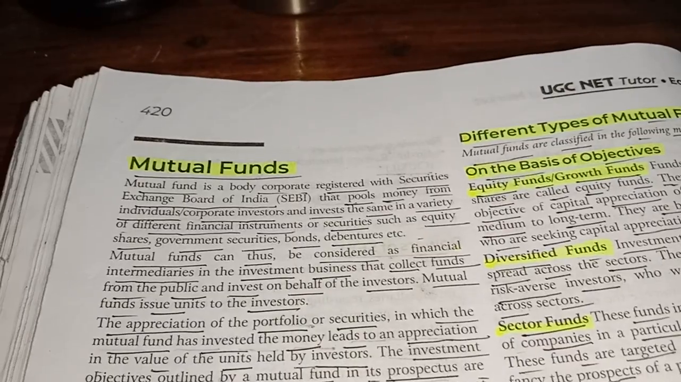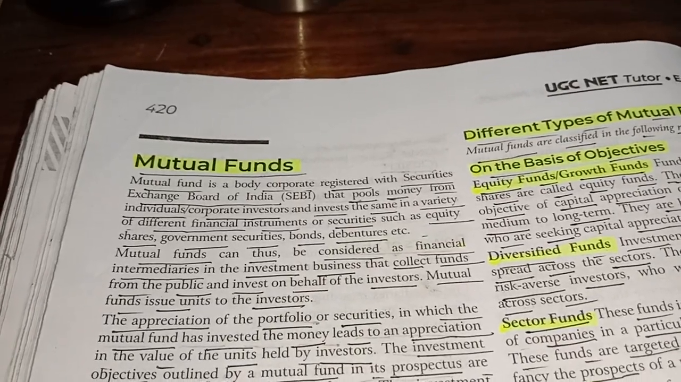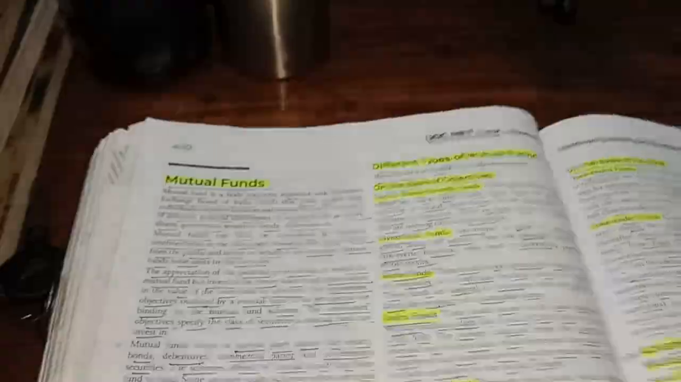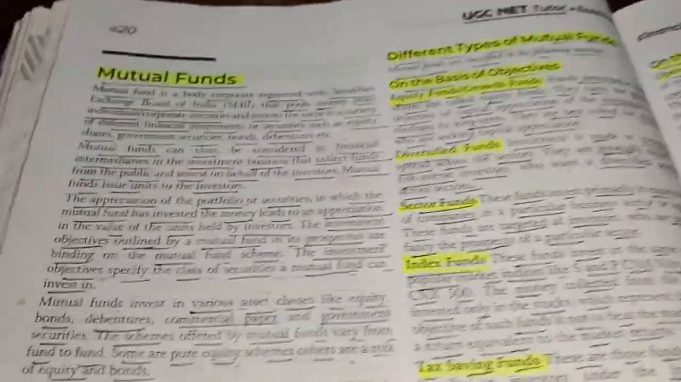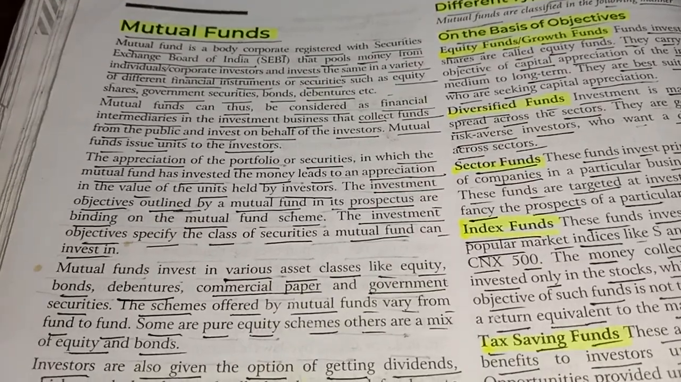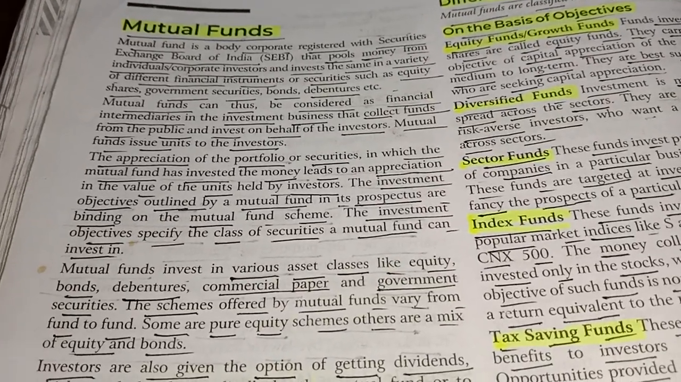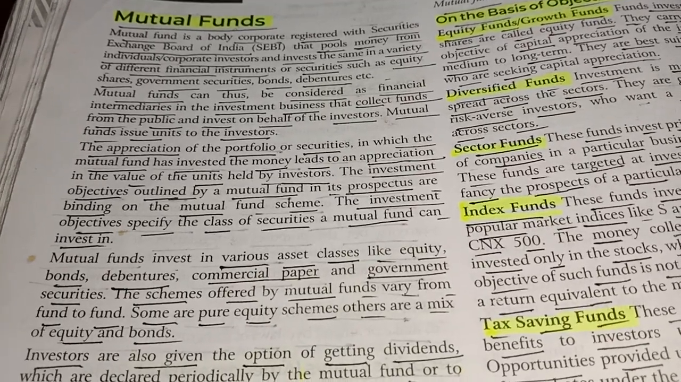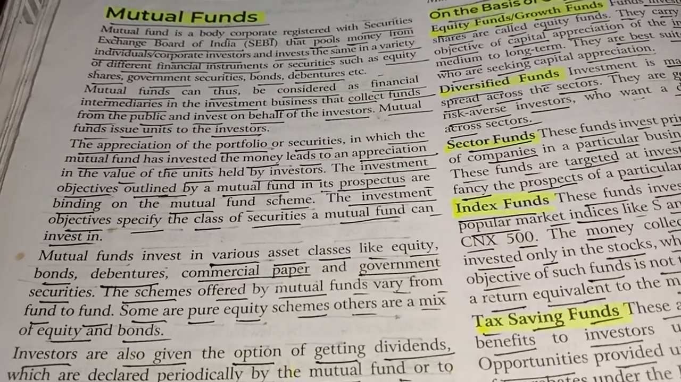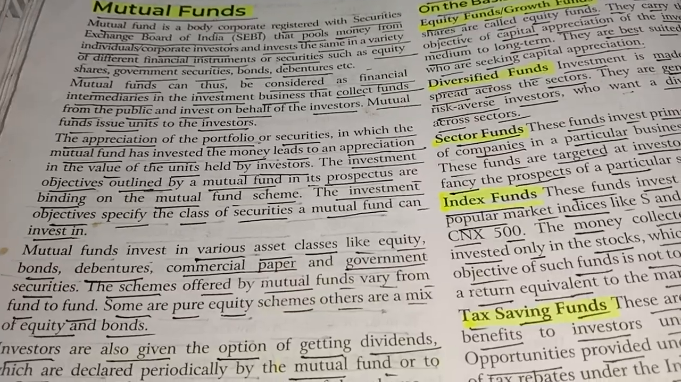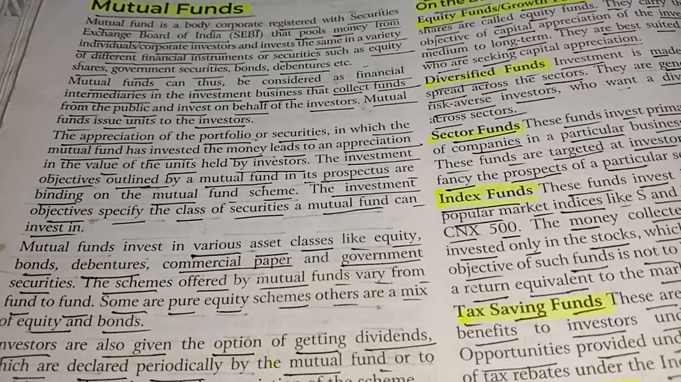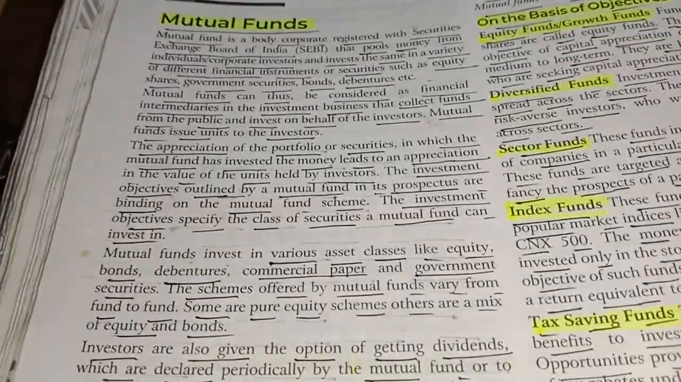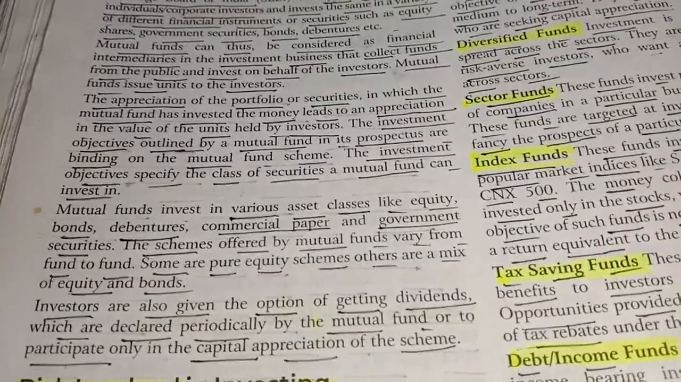Mutual funds issue units to investors. The appreciation of the portfolio or securities in which the mutual fund has invested the money leads to an appreciation in the value of the units held by investors. The investment objectives outlined by a mutual fund in its prospectus are binding on the mutual fund schemes. The investment objective specifies the class of securities a mutual fund can invest in.